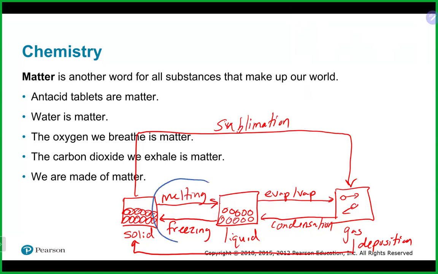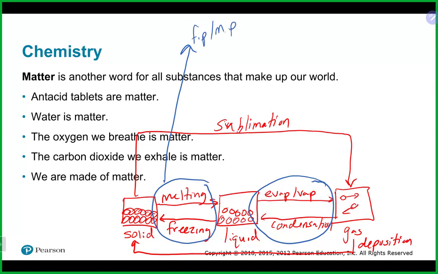melting and freezing, does that occur at the same temperature or different temperatures? It actually occurs at the same temperature. And by the way, evaporation and condensation also occur at the same temperature. This is what is sometimes referred to as the normal freezing point or melting point of a substance. For example, water is 0 degrees Celsius, the freezing point and melting point.